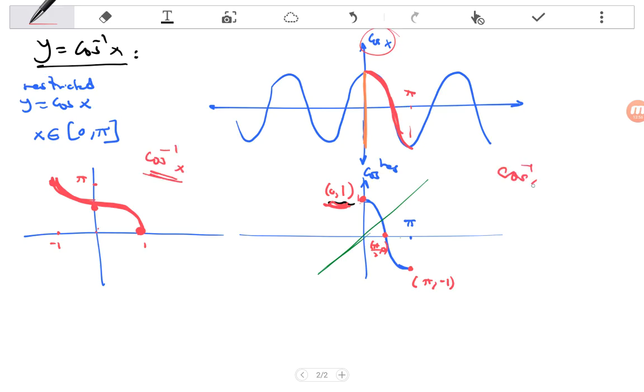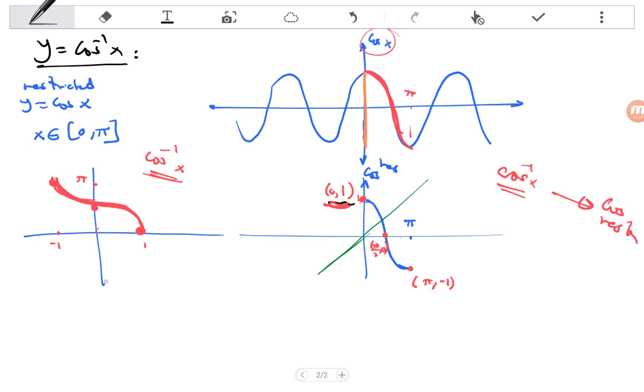What is the inverse of cosine inverse x? I need to hear your answers. Yes, the restricted cosine, not the natural cosine, the restricted cosine. The inverse of cosine inverse is the restricted cosine.